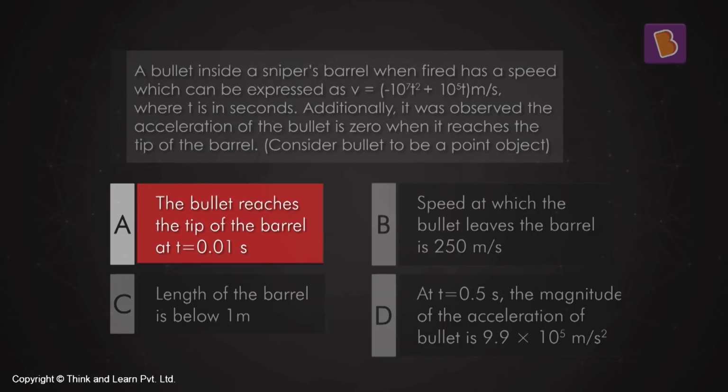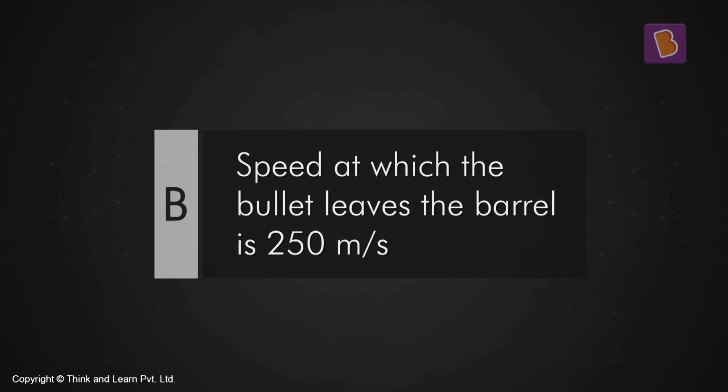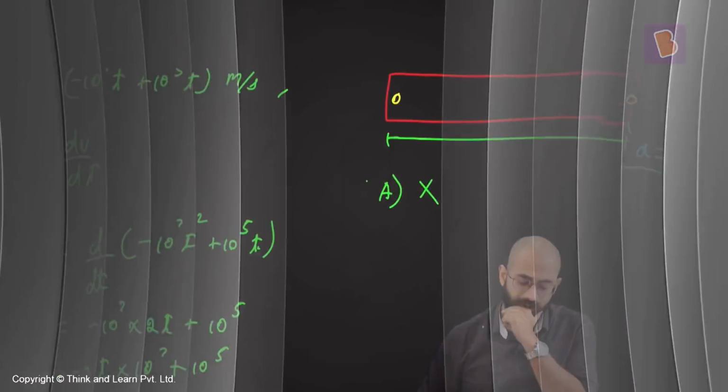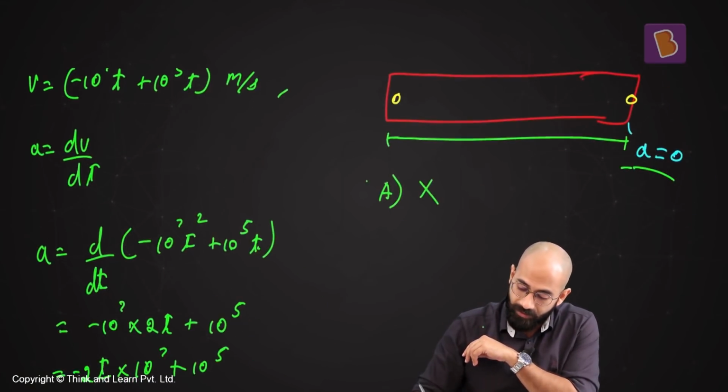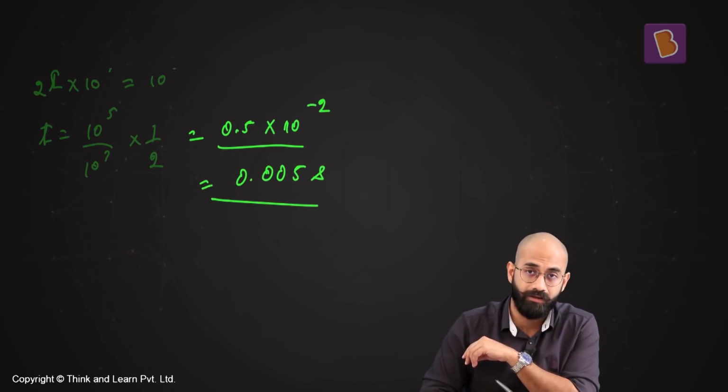Now let's go to the next option. The next option says that the speed at which the bullet leaves the barrel is 250 meters per second. So we have to check, or we have to find the speed with which the bullet leaves the barrel. How do we do that? We know the velocity in terms of time, and we know the time it takes to reach the end of the barrel. That's what we calculated from here, right?